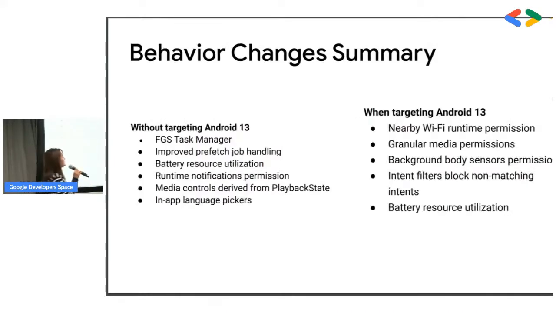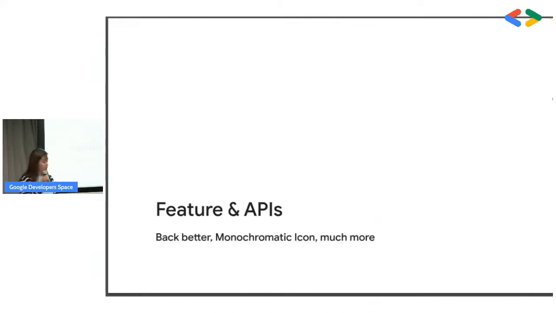Okay, these are the behavior changes you need to be aware of if you are thinking of targeting Android 13: new permissions for Wi-Fi and media, intent filters will be blocked if there is no matching intent filter, and battery resource utilization. Okay, let's check it out.